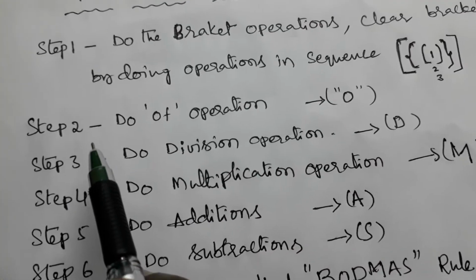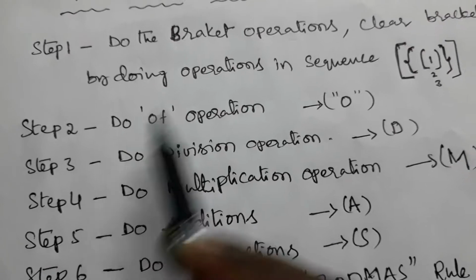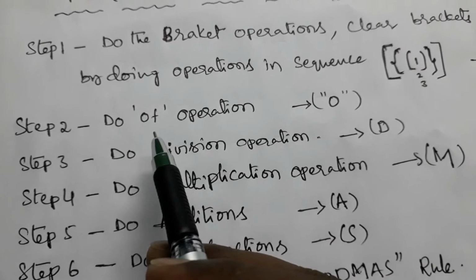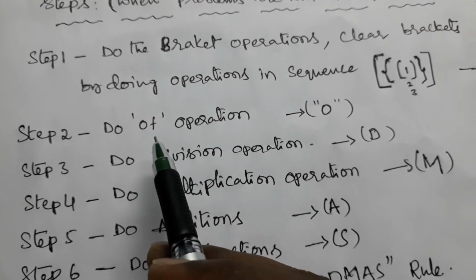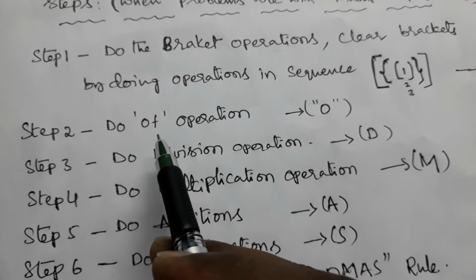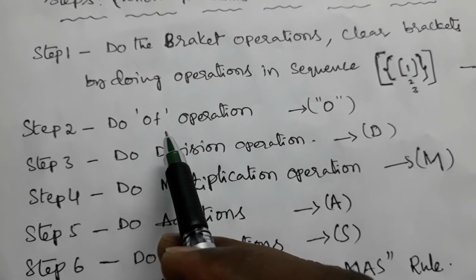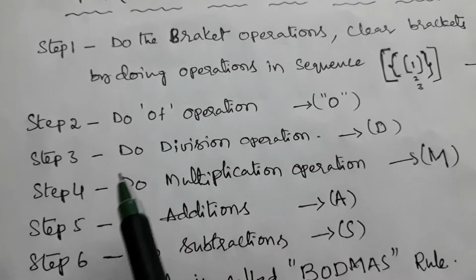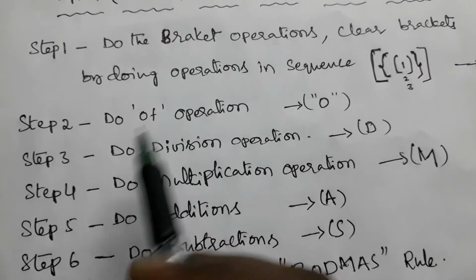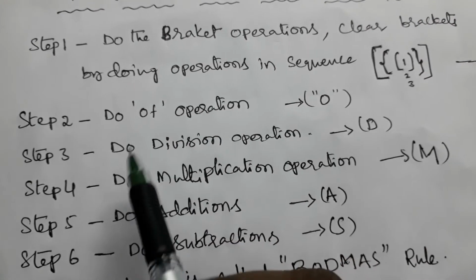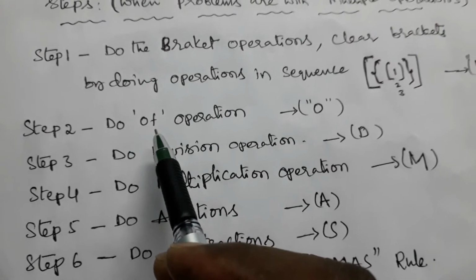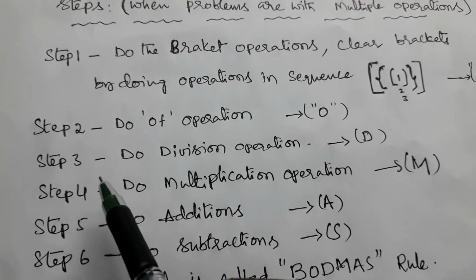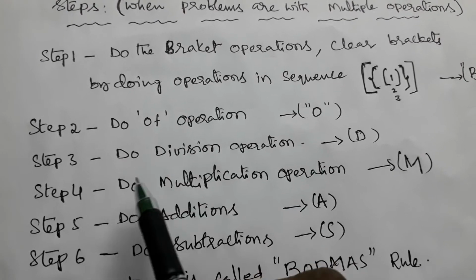Okay, now step 2. After solving the brackets, go to the OF operation. In case the problem is given with OF, we have to solve the OF operation. Here OF is nothing but multiplication. In the place of OF, you can write just into. I will explain later when OF is involved in a problem. Wherever OF comes, you can write just into. Multiplication you have to do. Okay, that is the OF operation.